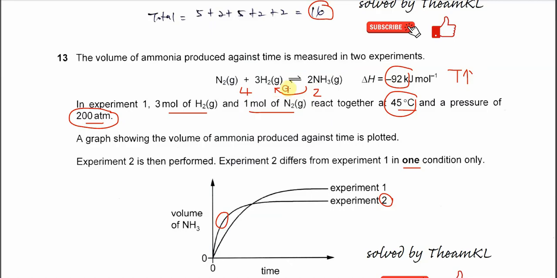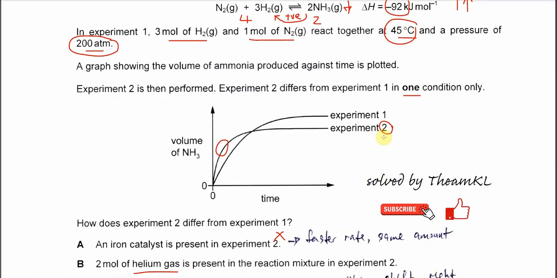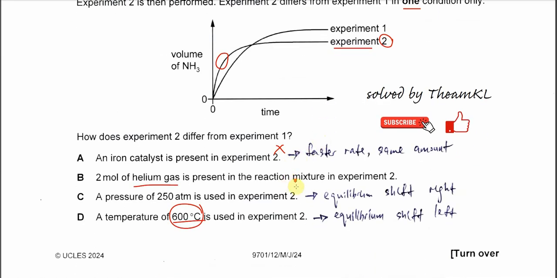Therefore the equilibrium will shift to the left hand side to reduce the temperature. So what we expect is that the ammonia, which is the product, will be lesser. Because when temperature increases, the equilibrium shifts to the left hand side, so the product is lesser, which fits this graph, because experiment 2 has a lower volume of ammonia. So therefore the answer is D. Okay, that's all. Thank you.